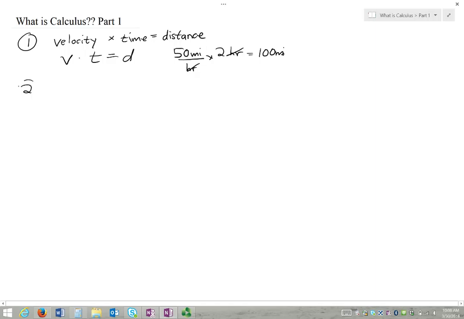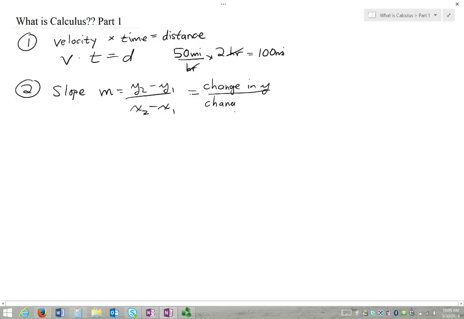And the other main idea from algebra is that of slope. So we know the slope formula. We've seen this often. And we talk about this as a change in quantities, right? So it's a change in y over a change in x. Okay. So now we got to put those two concepts together.